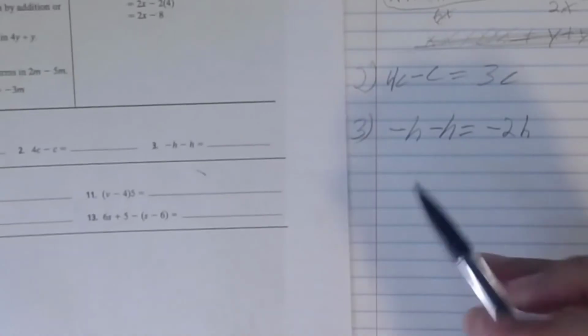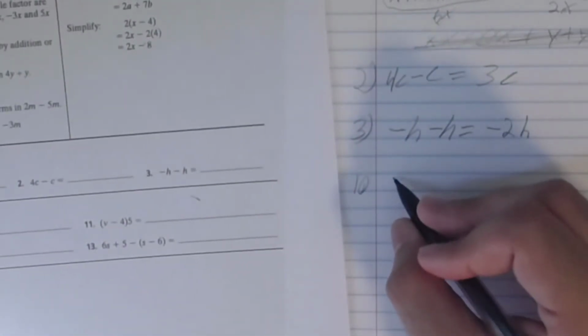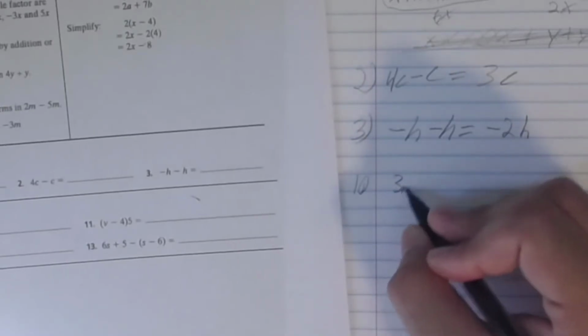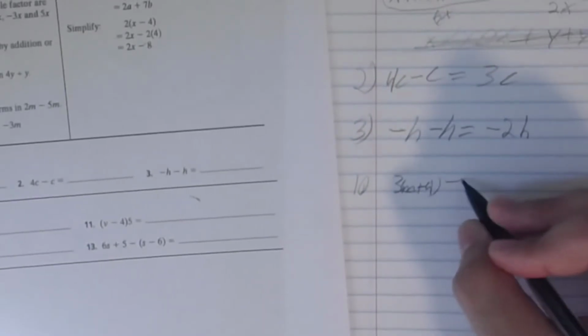Wait, why does it jump from 3 to 10? Okay, I guess we're doing 10. So we have 3 times the quantity m plus 4, all in parentheses, minus 5m.